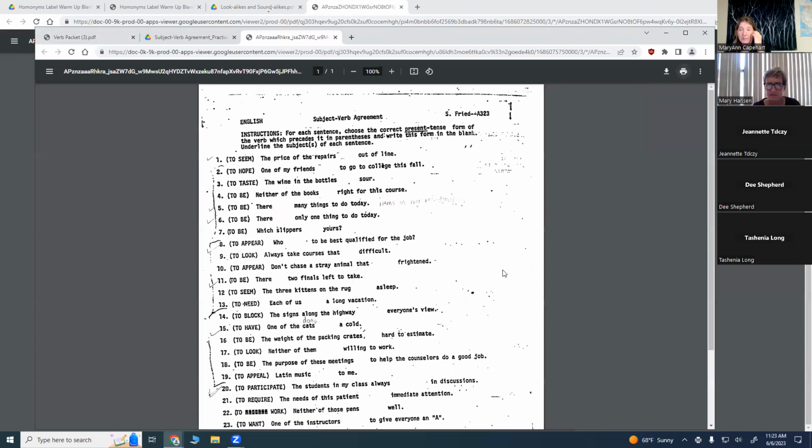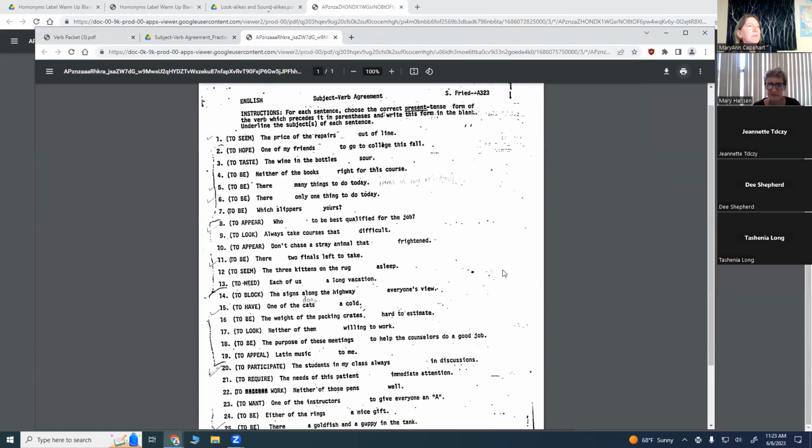Okay, so this is just a little nitty gritty thing that happens. You'll see this on the language skills part of the test, and you should be able to do it in your own writing.